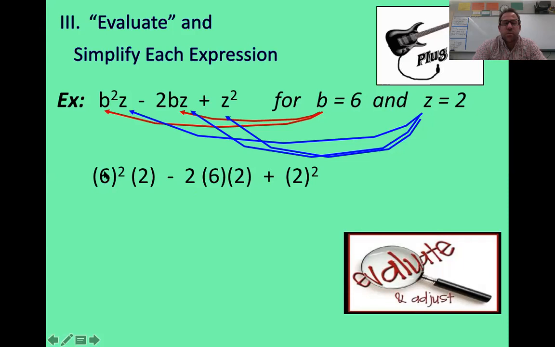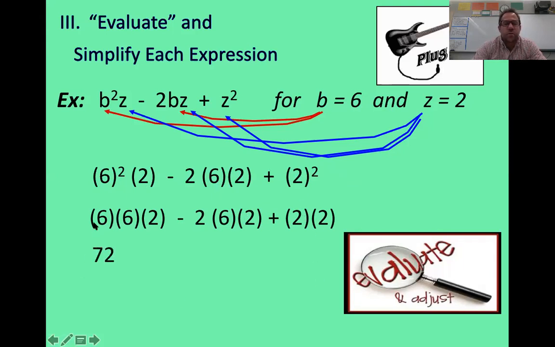This base number times itself. So 6 times 6, and then times 2. And then this is 2 times 6 times 2. And over here is 2 to the second power, or 2 times 2, the number times itself. So we can multiply those out. 6 times 6 is 36, times 2 is 72, or you could do 6 times 2 is 12, and 12 times 6 is 72, so either way. Here you've got 2 times 6 is 12 times 2, or 2 times 2 is 4 times 6, and that comes out to minus 24 and then plus 4.